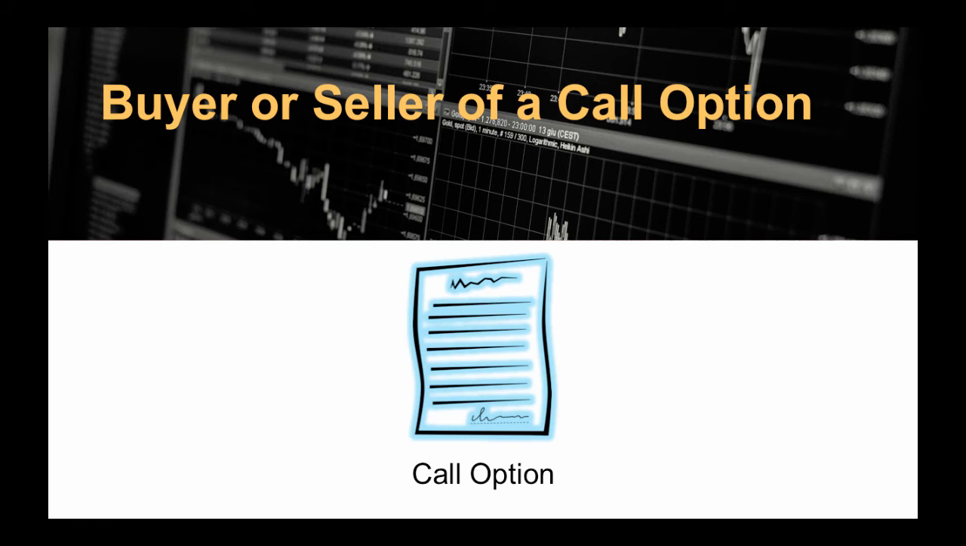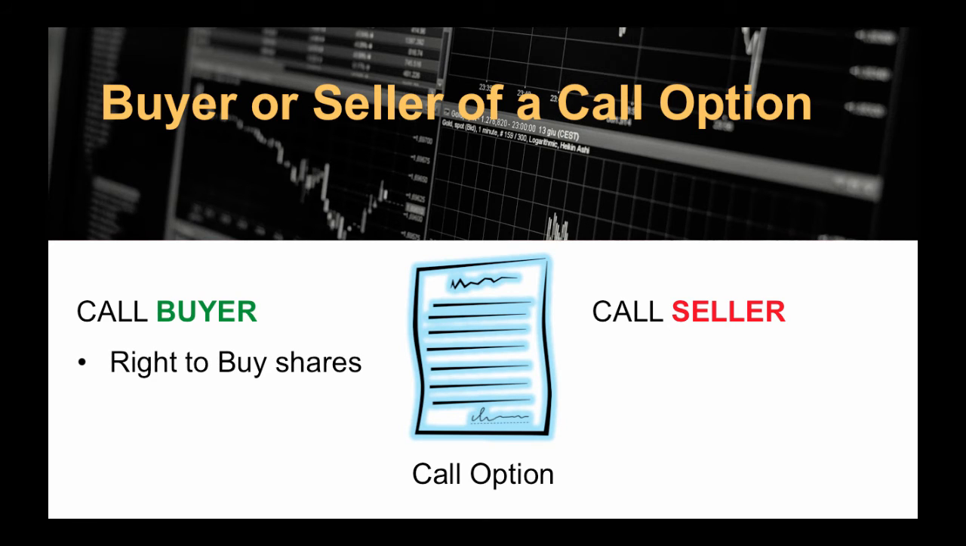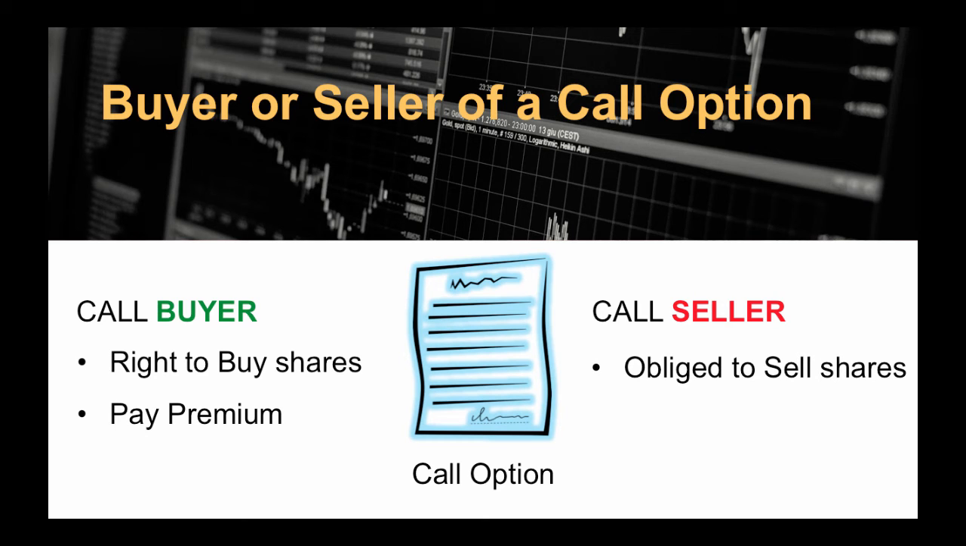Next, let's have a quick explanation of the difference between the buyer or the seller of a call and a put option. So let's take a close look at the call option first. Now, if you are a buyer of a call option, you have the right but not the obligation to the terms of the contract. That is, it's your choice to exercise the right to buy shares. For this right, you pay a premium. Now, if you're a seller of a call option, you are obliged to sell your shares to the buyer of the option contract if that buyer decides to exercise the option. For this obligation, you will receive the premium that the call buyer pays.